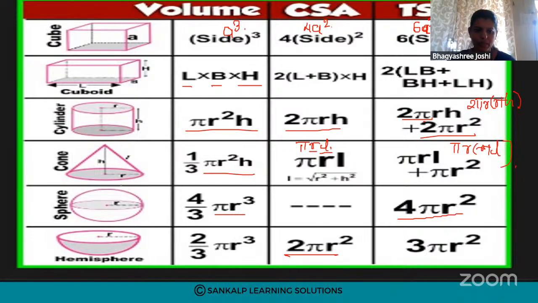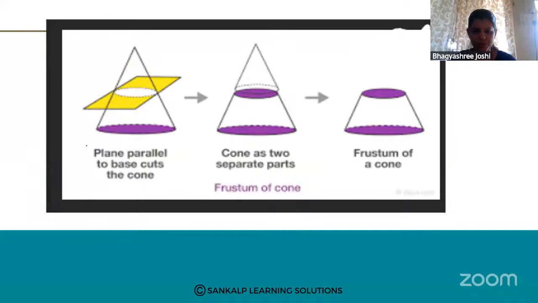Next one is frustum of a cone. Okay. What do you mean by frustum? See, here it is a cone. When a plane parallel to the base cuts the cone, at that time you are going to get two parts. So one is this and another one is this. This part we call a frustum of the cone, right?